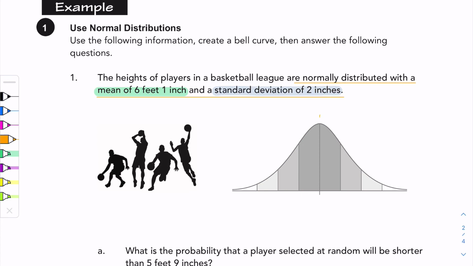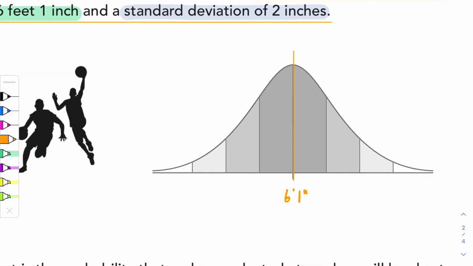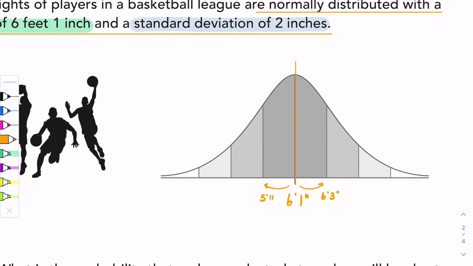The mean always falls in the middle. In this case, the mean is 6 feet 1 inch. The standard deviation is 2 inches. That means we add 2 inches here, and this becomes 6 feet 3 inches. Subtract 2 inches, and that becomes 5 feet 11 inches. Both of these numbers, 5'11" and 6'3", are 1 standard deviation away from the mean. We just subtracted and added 2. That's 1 standard deviation. We're going to do that again.